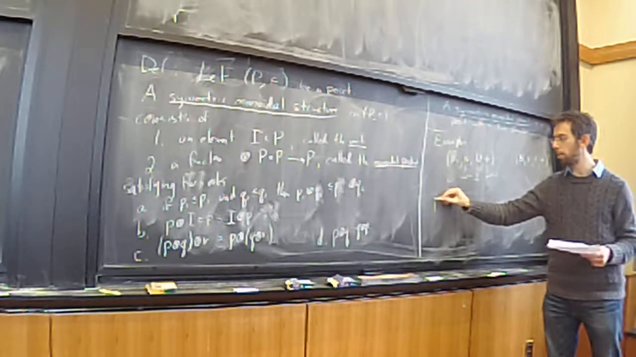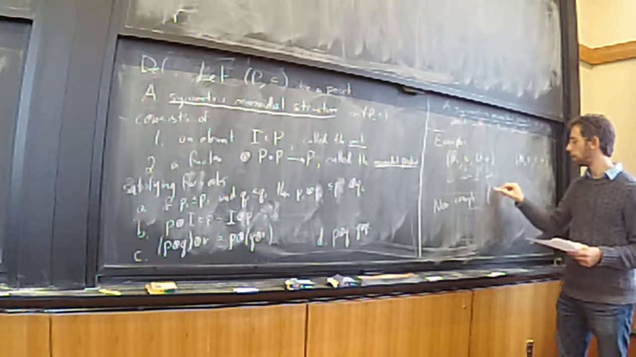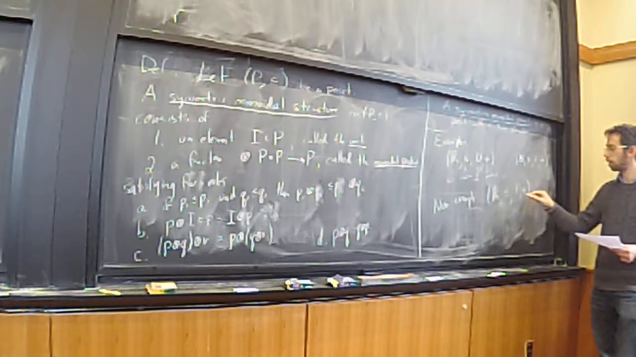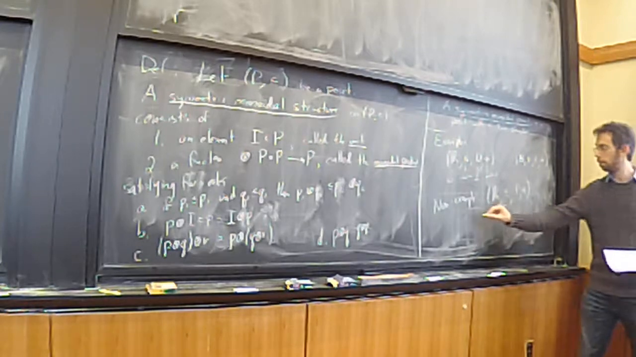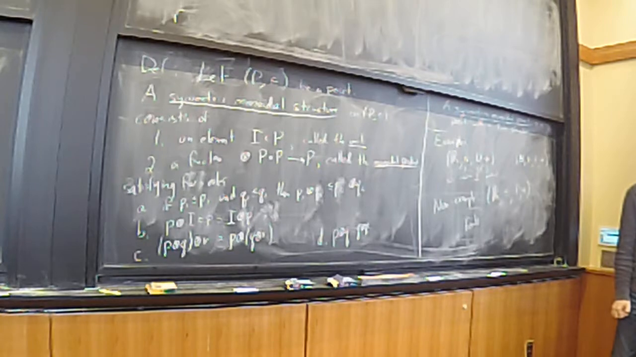So a non-example: someone could trick you by giving you this thing that looks kind of like a combination of these two. What axiom does it fail? Yeah, the first one, A. The first one, A. So what's an example? P1, P2.